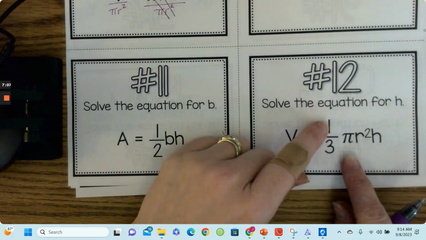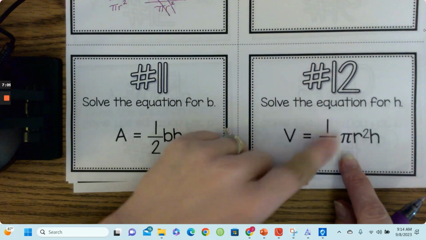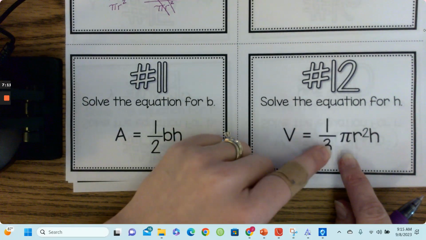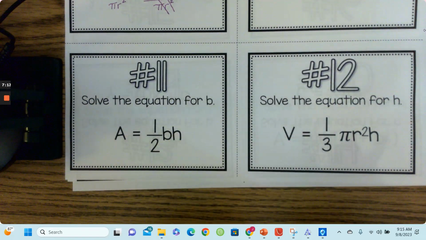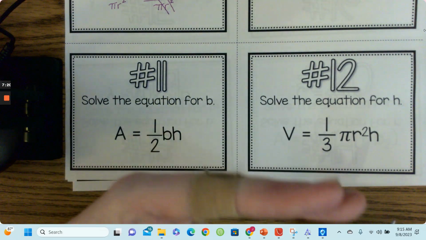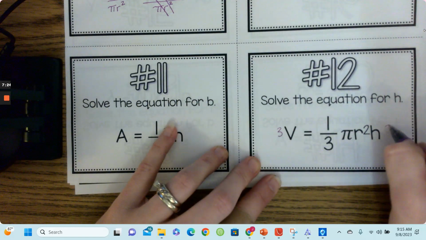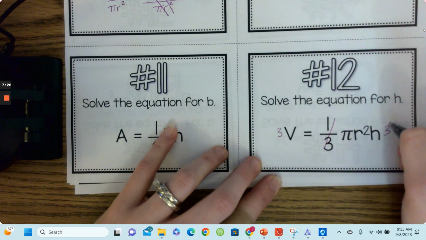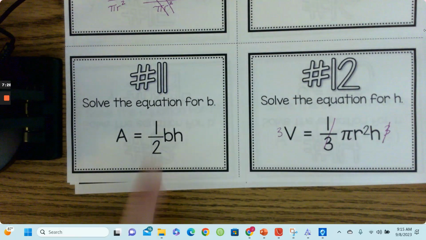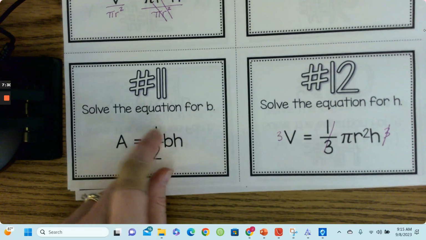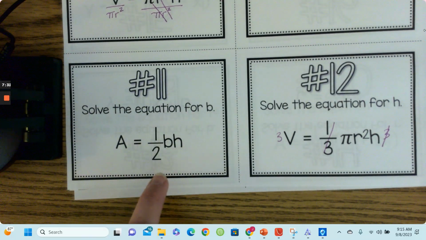away. The first piece that I want to move, we're multiplying by a third. How do we undo multiplying by a third? Remember to flip it. It's a fraction. So I can multiply both sides by 3, and it will cancel that fraction out. You would do the same thing here: get rid of the 1/2 by multiplying by 2.